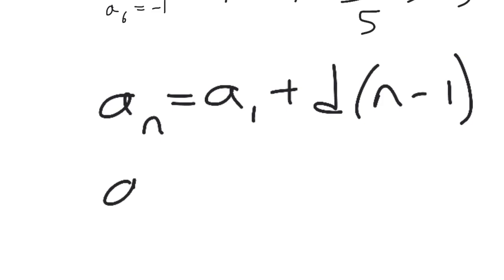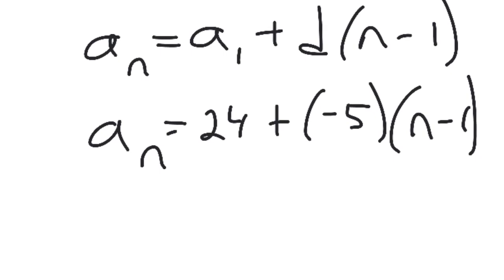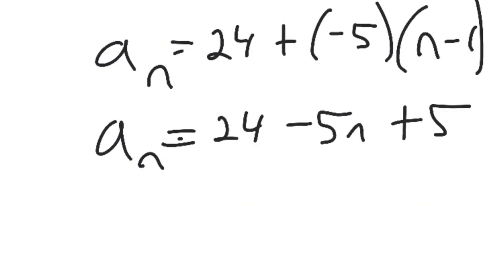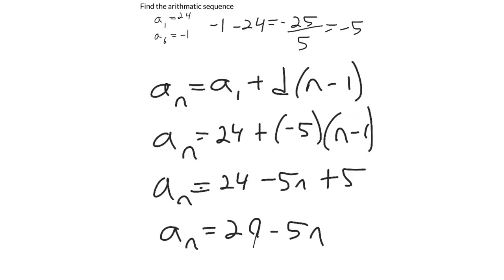In this case, we have A sub 1, that's 24, and we have a common difference of -5. And the n needs to stay there because that's the variable that we plug in. So this formula is 24 subtract 5n plus 5. So in other words, we got 29 minus 5n.